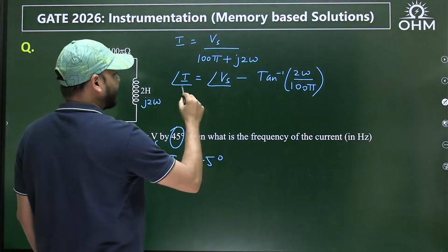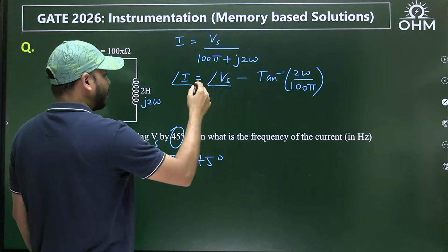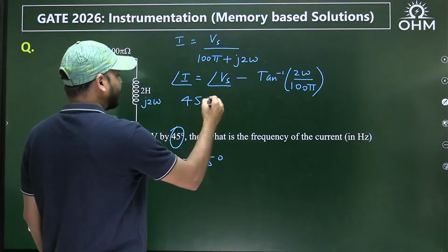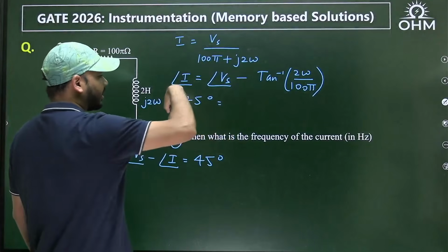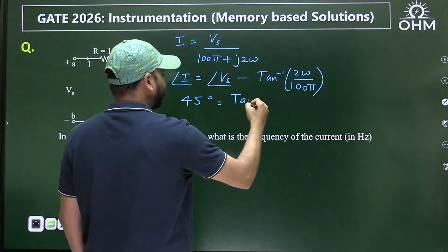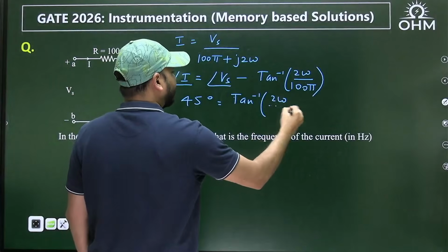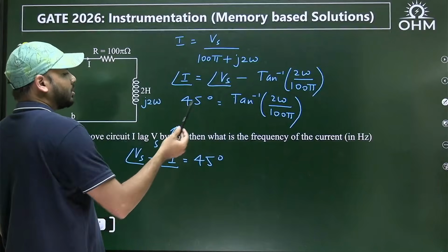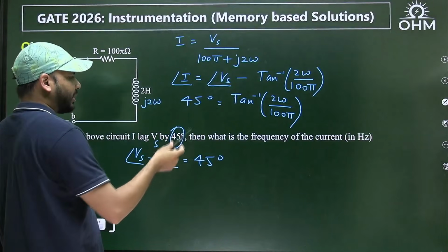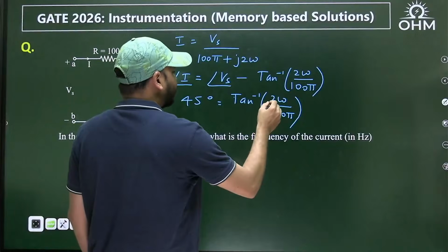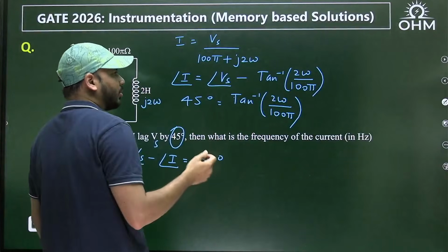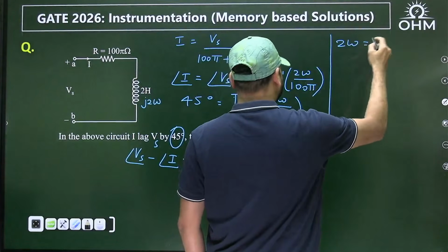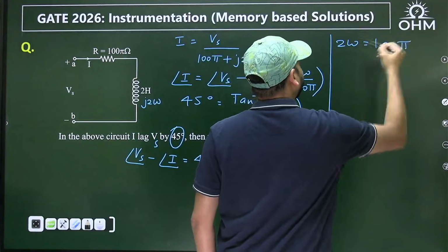So let us send this angle I to the other side. Then you'll have angle of Vs minus angle I, which is 45 degrees, is equal to, and this minus tan inverse thing will bring it to this side, then it will become plus tan inverse 2 omega by 100 pi. And then if you take tan on both the sides, tan 45 degrees is 1, which means imaginary part and real part both have to be equal. That means 2 omega is equal to 100 pi.